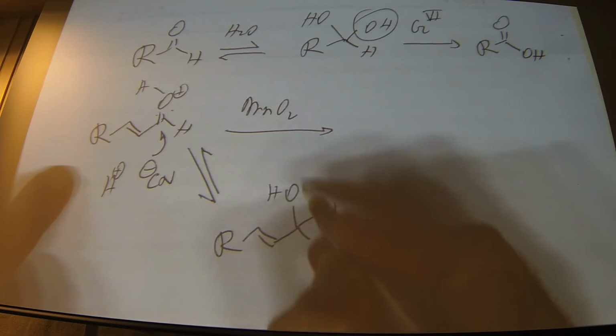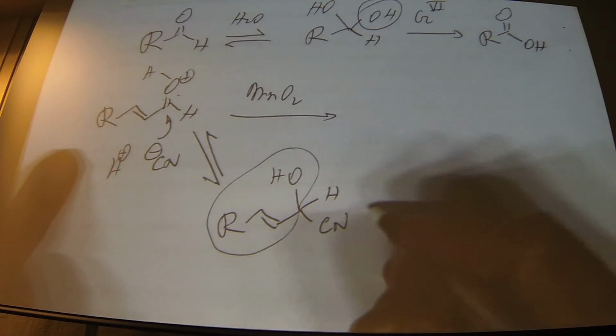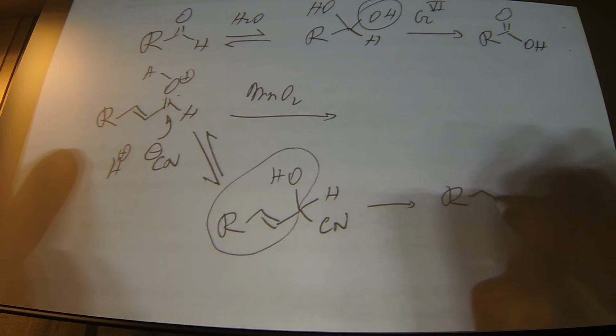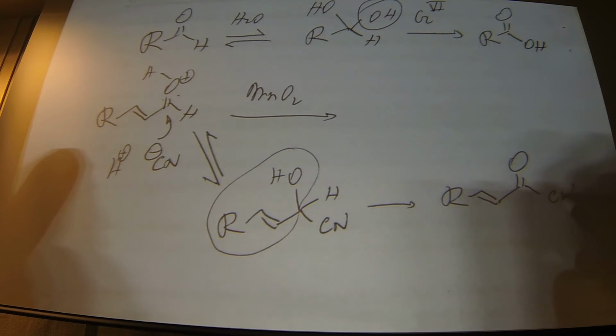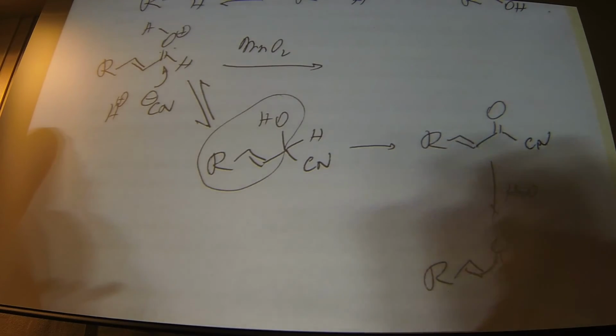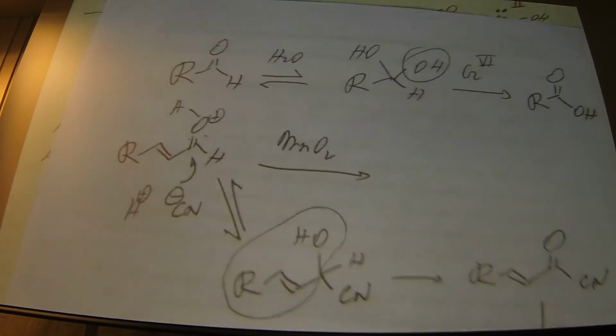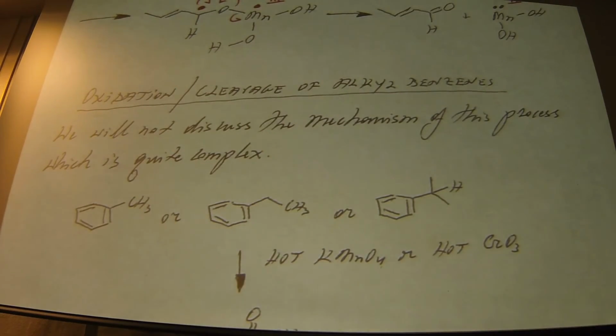But guess what? This is an allylic alcohol, isn't it? And so this will oxidize with manganese dioxide to give you an acyl cyanide, which with water, as we will see, gives you the carboxylic acid. And so there are little tricks you can play like that, if you know the mechanism, to get around the limitations of a reagent like manganese dioxide.